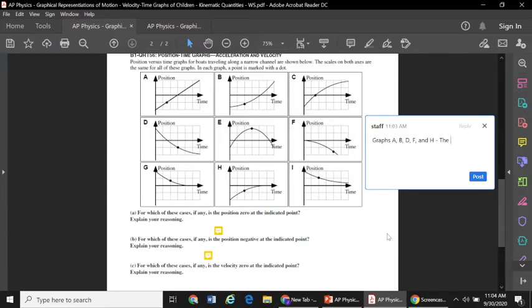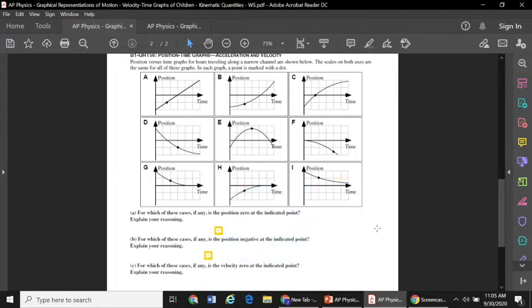The y-axis variable is position. Position is negative whenever the labeled point is below the x-axis. That's the idea. When they're asking you information about position and the graph is a graph of position versus time, you just read it off the graph. That's about as easy as it gets. Okay, so that's it for A and B.